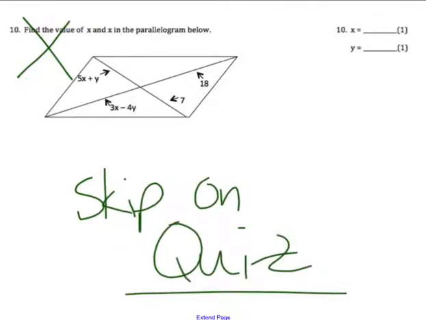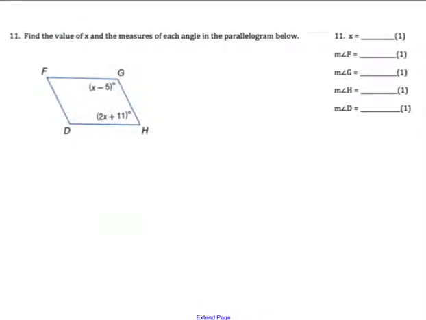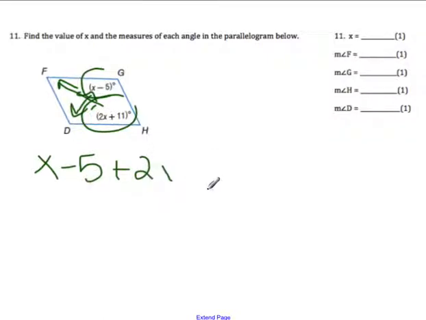Last but not least, let's take a look at number 11. For number 11, we want to find the value of each angle. These two angles are congruent and these two angles are congruent. What I notice is that these two angles right in a row need to add up to 180 because they're consecutive interior angles. So x minus 5 plus 2x plus 11 needs to add up to 180.